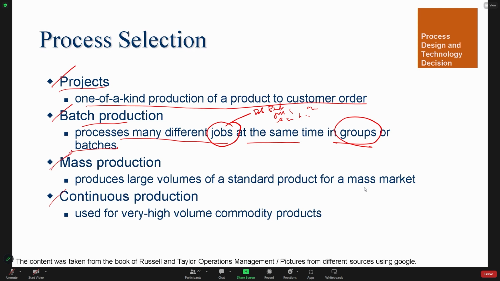We can look at mass production. You're trying to produce large volume of standard product for mass market. And continuous production, very high volume commodity products.